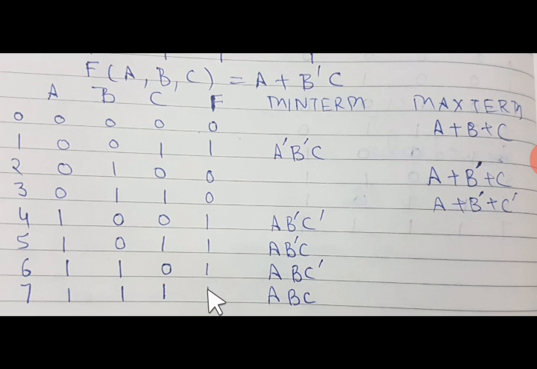And here 1, 1, 1. 3 variables with the value 1. So A, B, C, no zeros were there, so nothing has been complemented. Now we come to the max term.